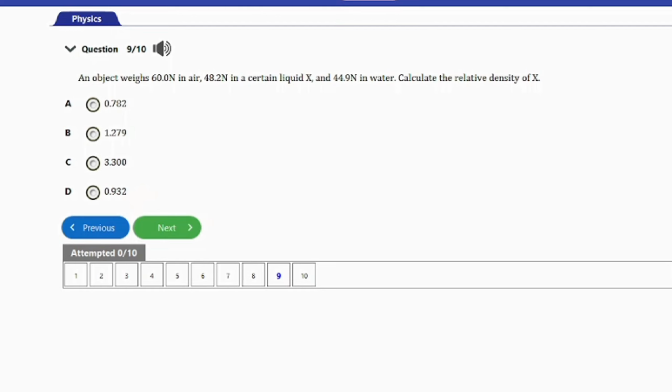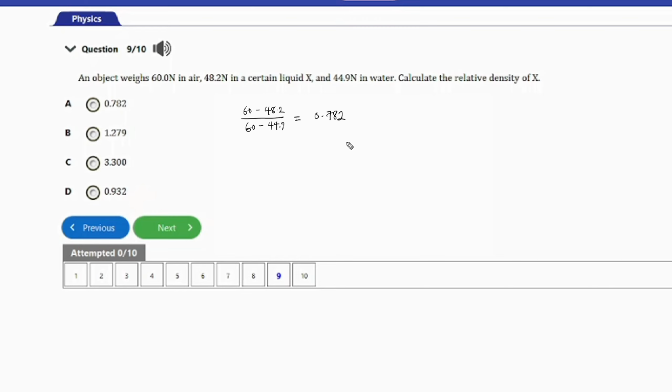So guys, an easy way we are going to calculate this is finding the upthrust in X and that in water. So we are going to do the weight of the object in air minus the one in X, over the weight of the object in air minus the one in water. So that would be 60 newtons minus 48.2 newtons over 60 newtons minus 44.9 newtons. So guys, when we calculate this, we're going to have 0.782, and that's option A here.